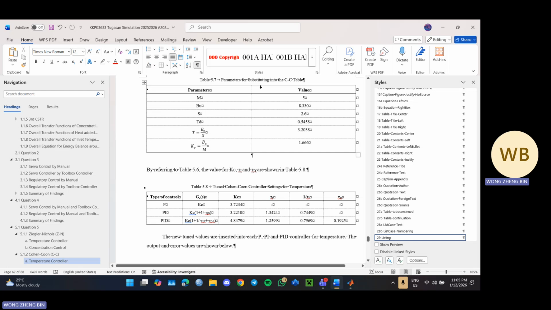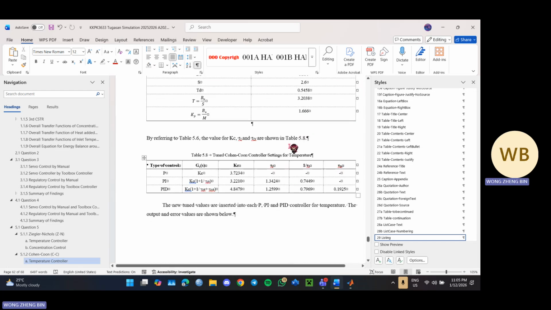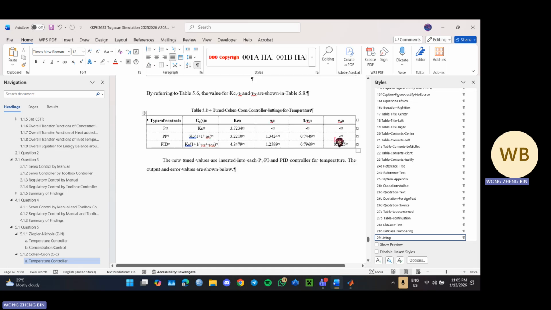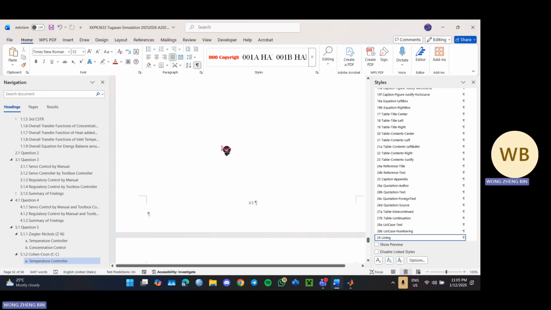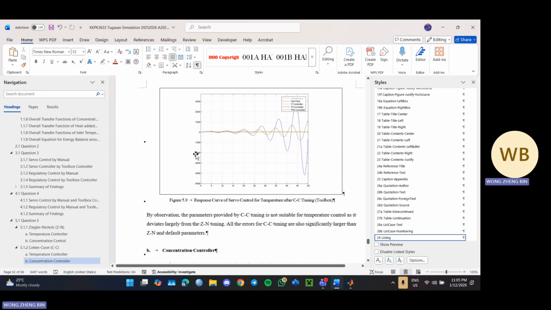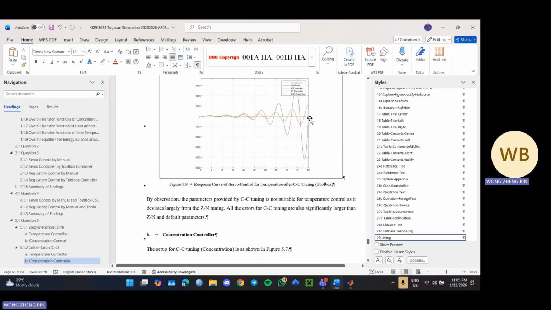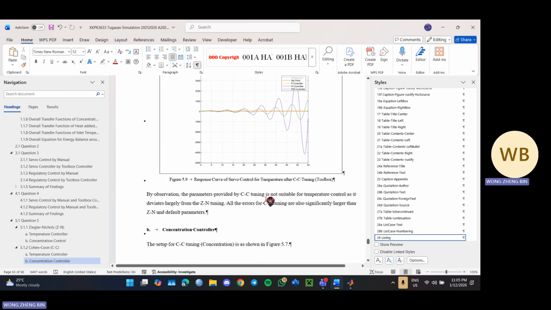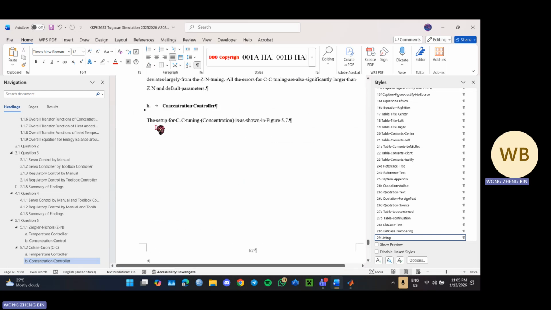So here are the parameters for temperature, and then we refer back to the Cohen-Coon table, and then we can get the new Kc, tau I, and tau D values. And then we insert back into the equation, and the graph does not look very good because the Cohen-Coon tuning is probably not suitable for temperature control. So not effective in this case.